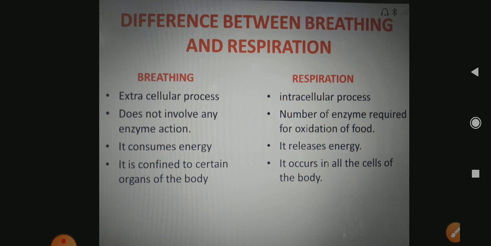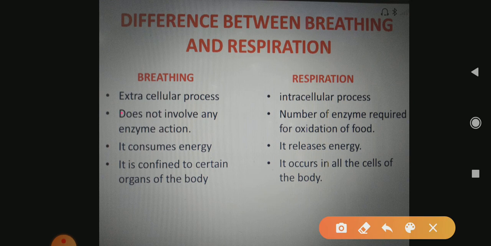Number one, extracellular process. Breathing is an extracellular process. Only in breathing, the air is taken inside the lungs through the nasal passages, and there is no cellular process. Then respiration is an intracellular process. From the lungs, that O2 is transported to each and every cell. Then there, the process of respiration, or we can say oxidation of food and energy generation, takes place. So it is an intracellular process.